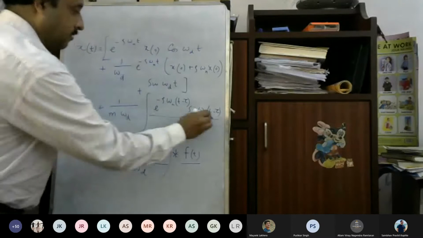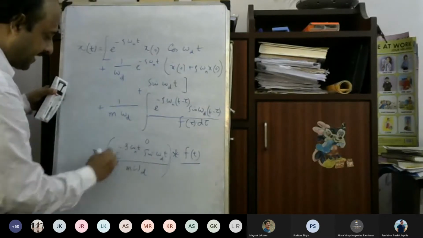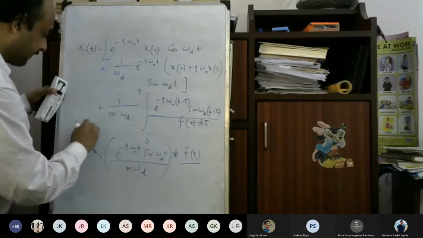This part is the Duhamel's integral or the convolution integral, and what is within the bracket we will call the impulse response.